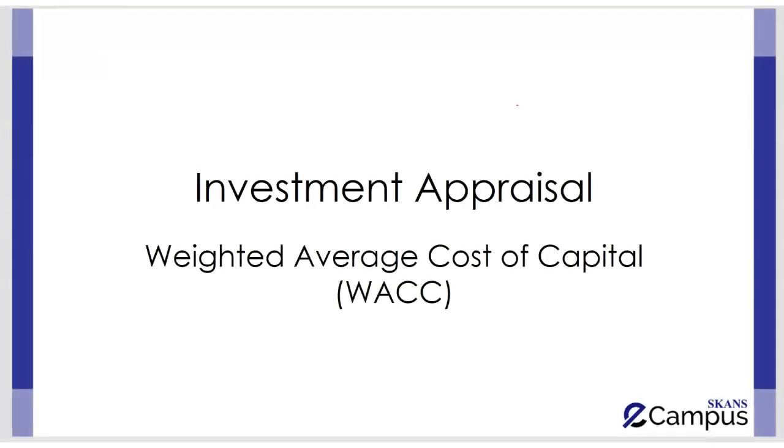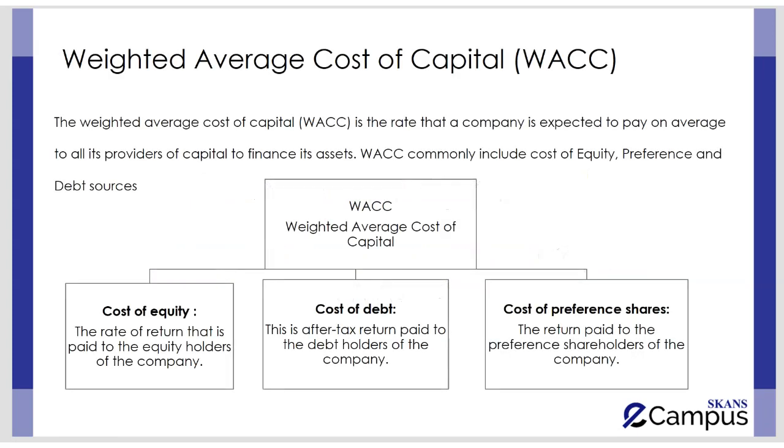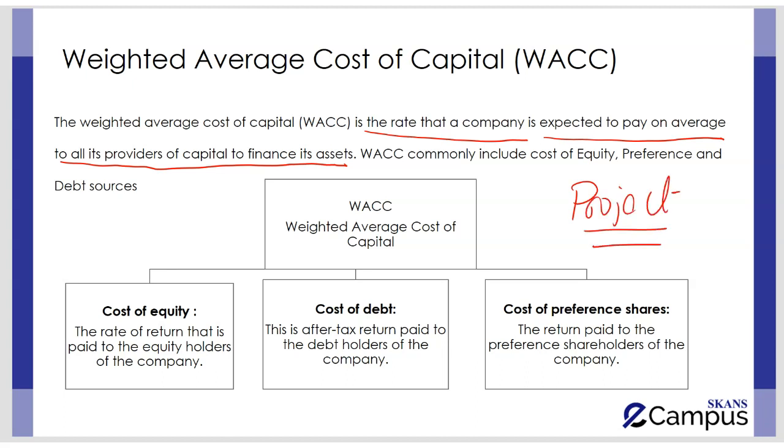Hello guys, and today in this lecture we will be talking about weighted average cost of capital, which is also called the WACC. Now what is the WACC? The WACC is basically the rate that a company is expected to pay on average to all its providers of capital to finance its assets. So to finance your assets, or in our case to finance our project, we basically have three sources of finance.